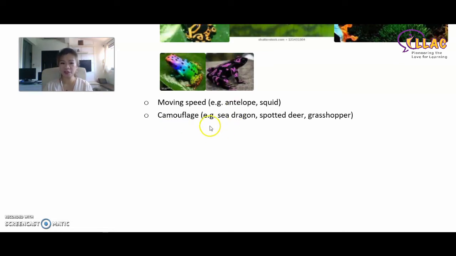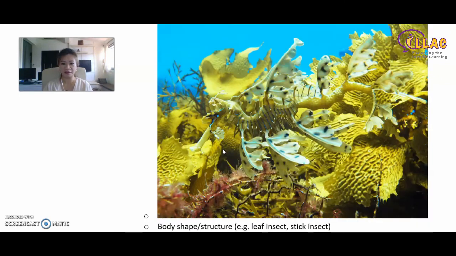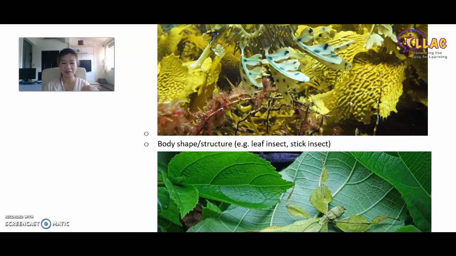They also camouflage, like the sea dragon, spotted deer, and grasshopper. The grasshopper looks green, and the spotted deer looks like part of the environment because they are spotted. The sea dragon, you'll be amazed. Do you spot the sea dragon here? This is actually the sea dragon over here. It is completely camouflaged. There's no way you can see it if you're not observant enough.